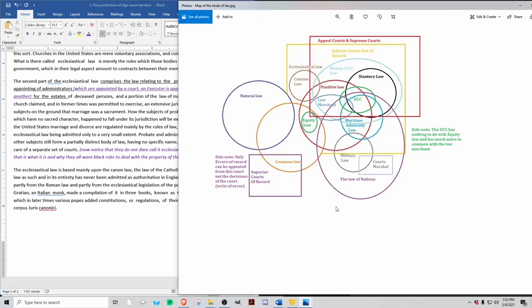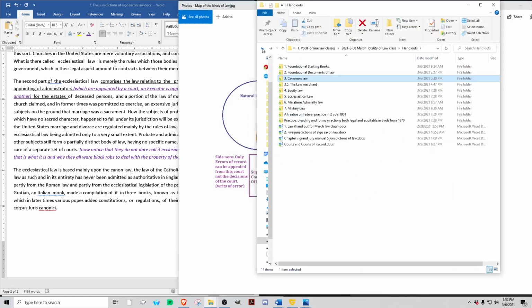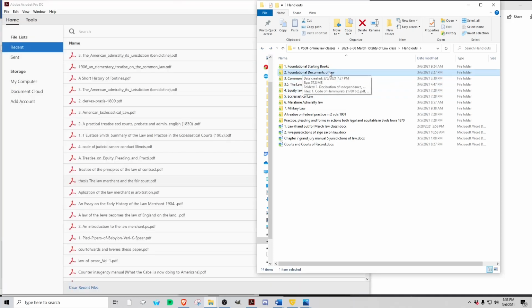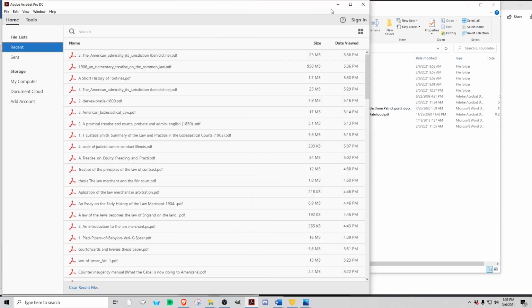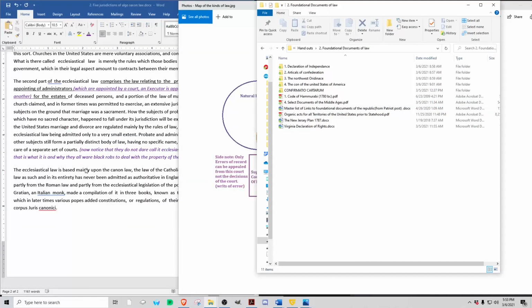Now, there is one other book that I want to bring up as far as history is concerned of the connections of these things. Okay, so under foundational documents of law, that's why I put it there, because it has to do with a lot of the things that happened during the Middle Ages. Okay, so select documents of the Middle Ages. The reason I wanted to get to this now is because we finally kind of covered ecclesiastical law.